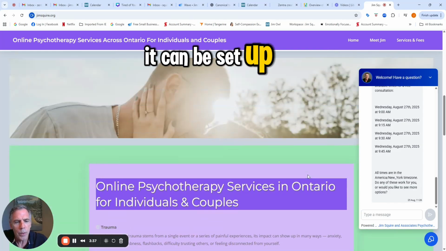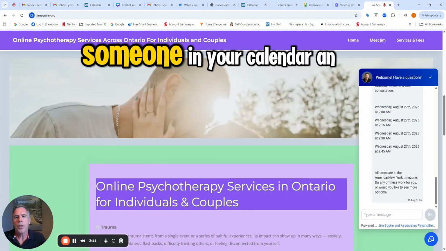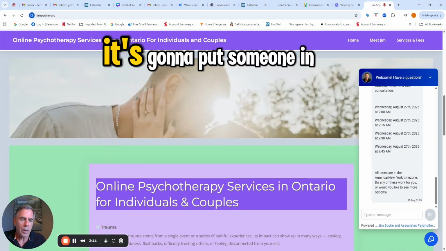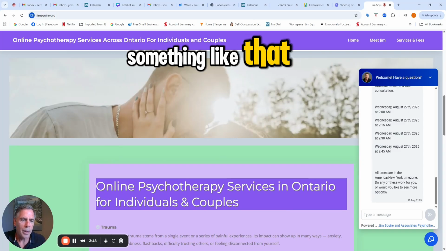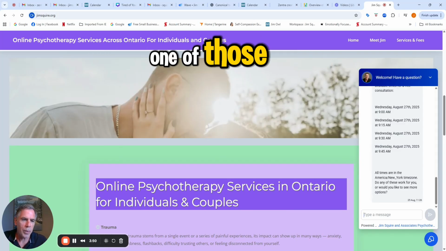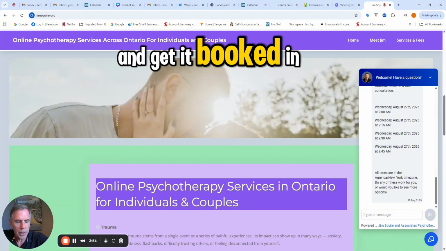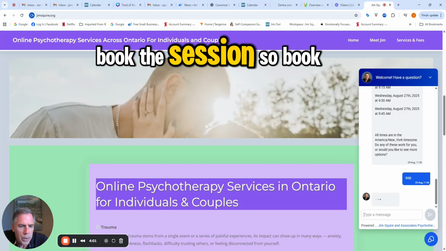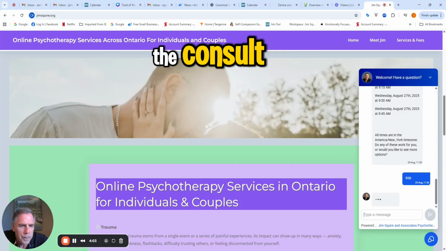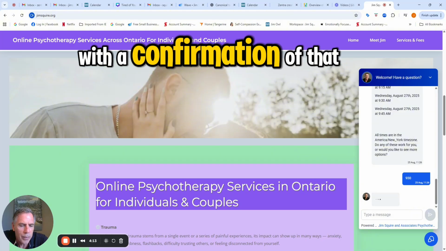It can be set up too, of course, where there's time frames. So it's not going to put someone in your calendar an hour from now. It's going to put someone in your calendar based on what you're comfortable with, a day or two notice, something like that. So the person will choose one of those. They will book them in. Actually, I'll pick one here and get it booked in. And then it will actually book the session. So book the consult. Okay, and it's just going to come up with confirmation of that.